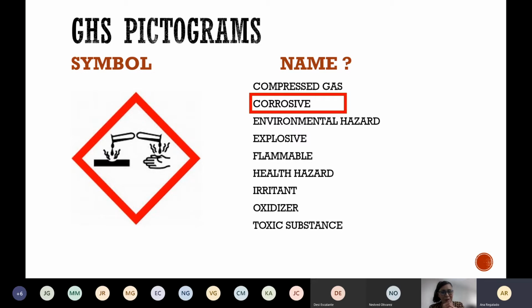Obviously you don't want it to touch your eyes or your skin, because it can actually eat away and leave a hole in your soft tissue. You wouldn't want that to happen to your eyes, because most likely you'll lose your vision. And Desi, you mentioned acids. Yes, there are a lot of acids, especially the strong ones, that are very corrosive.